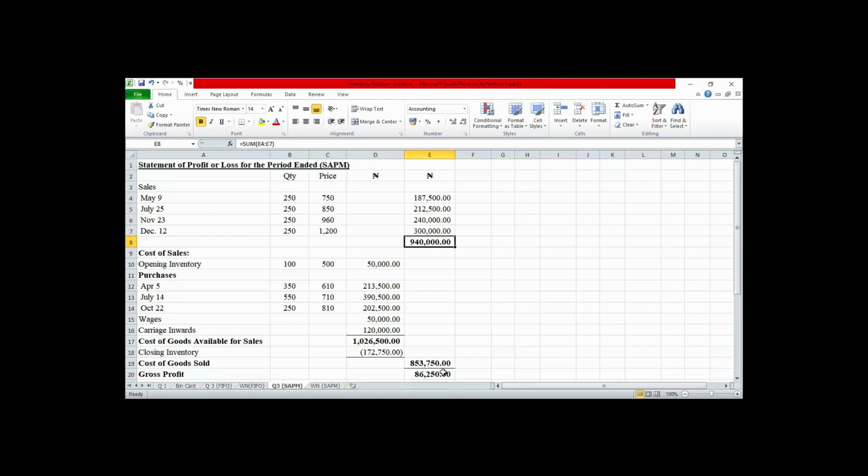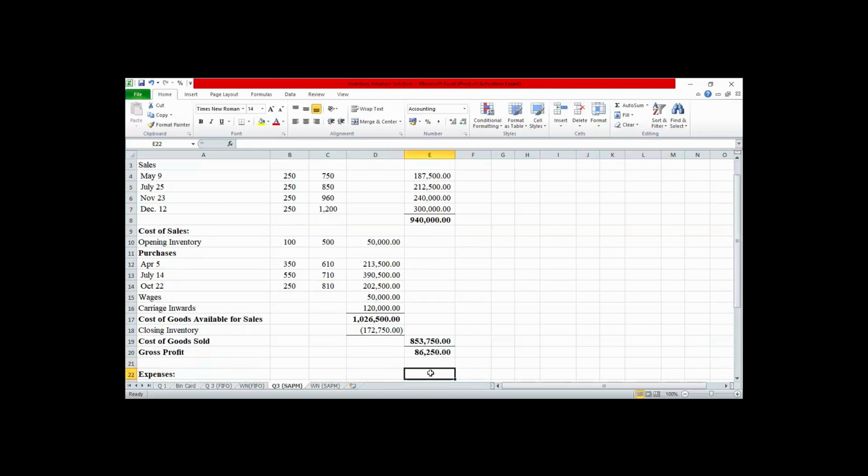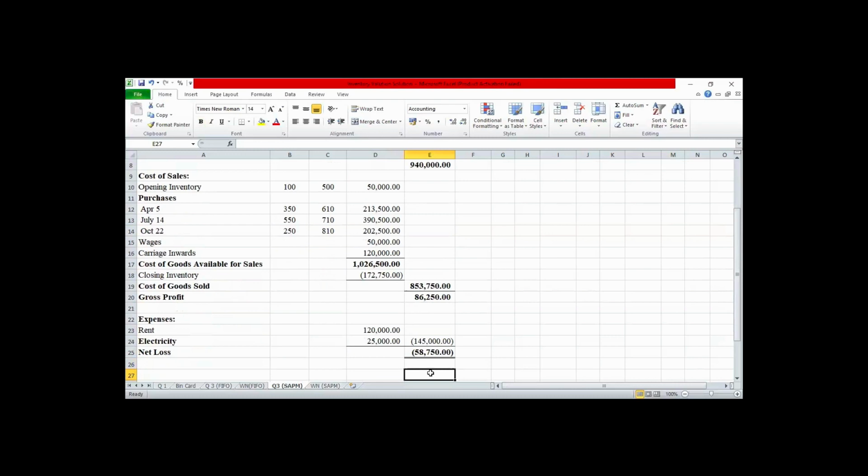We now deduct it. We have cost of sales of 853,750 minus what you have here. What do we now have? We have 86,250. We had our rent and electricity together, 145,000. Minus this, we have a loss of 58,750. Any question? Okay.